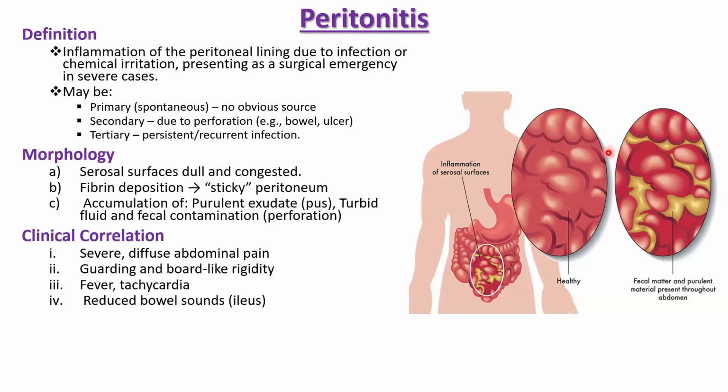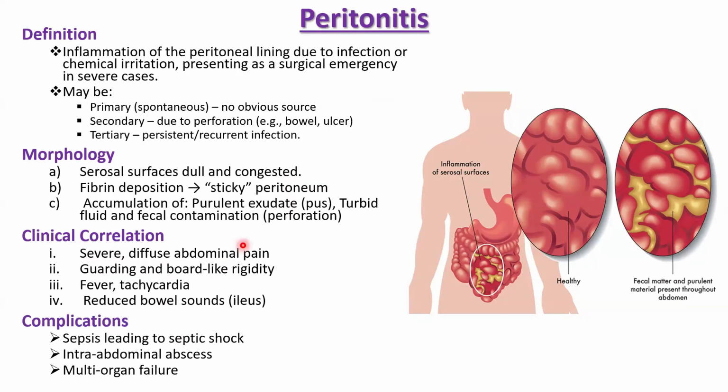What are some of the clinical features of this peritonitis? There is severe diffuse abdominal pain. There is guarding. There is fever and tachycardia. Remember, this is inflammation. So there is fever and tachycardia, and there are reduced bowel sounds. So reduced bowel sounds, fever and tachycardia, guarding, and severe diffuse abdominal pain. The person will be feeling pain in the abdomen.